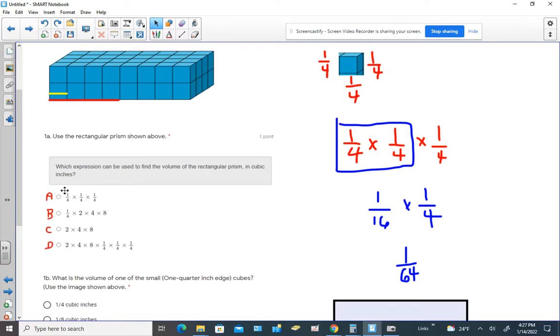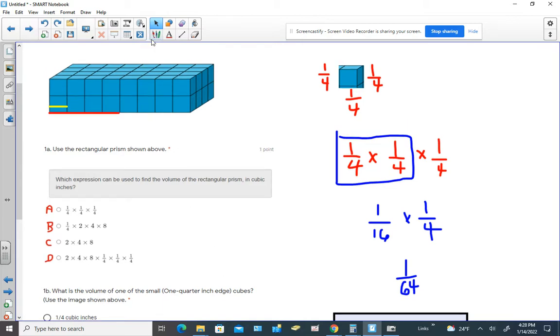Now, if we think about which expression we want to go with here, how many of these blue cubes do we have, which are all 1/4 inch cubes? Let's count how many we have going this way. 1, 2, 3, 4, 5, 6, 7, 8 going that way, so let me write an E. Going this way, we have 1, 2, and then when we count going back, 1, 2, 3, 4. So we have 8 by 4 by 2 of the 1/4 inch cubes.